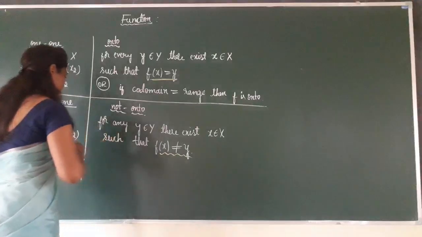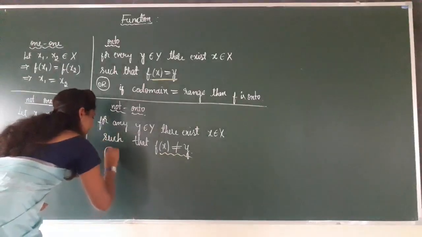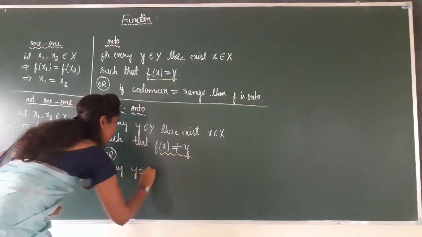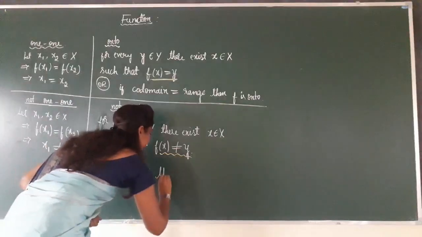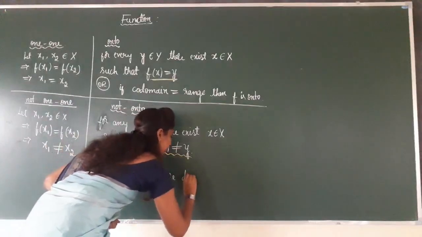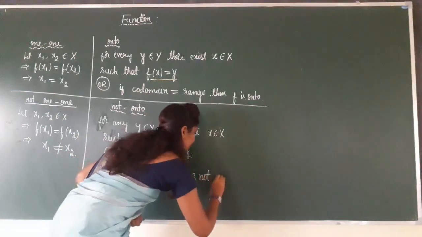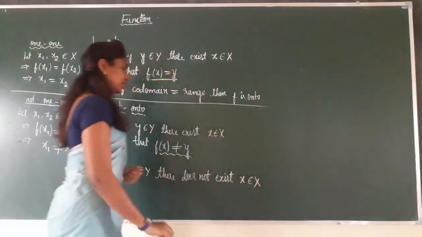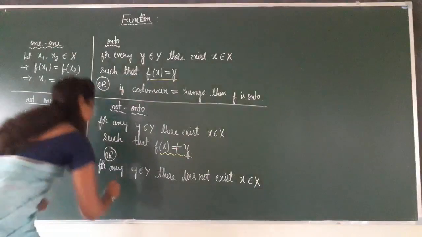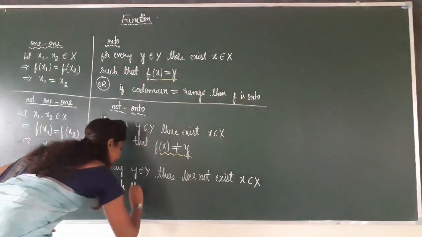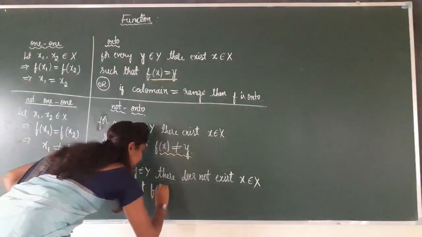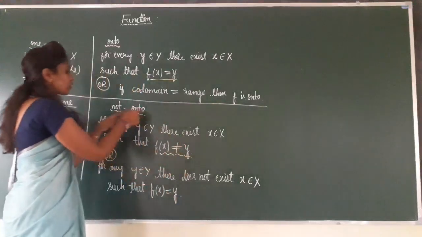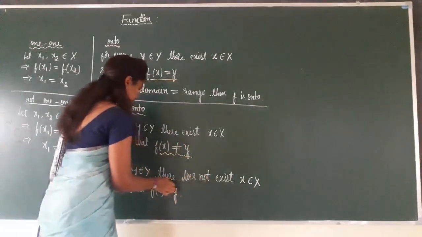Okay, for any y belongs to Y, there does not exist any x belongs to the set X such that f of x is equal to y. Okay, f of x is not equal to y means not onto.